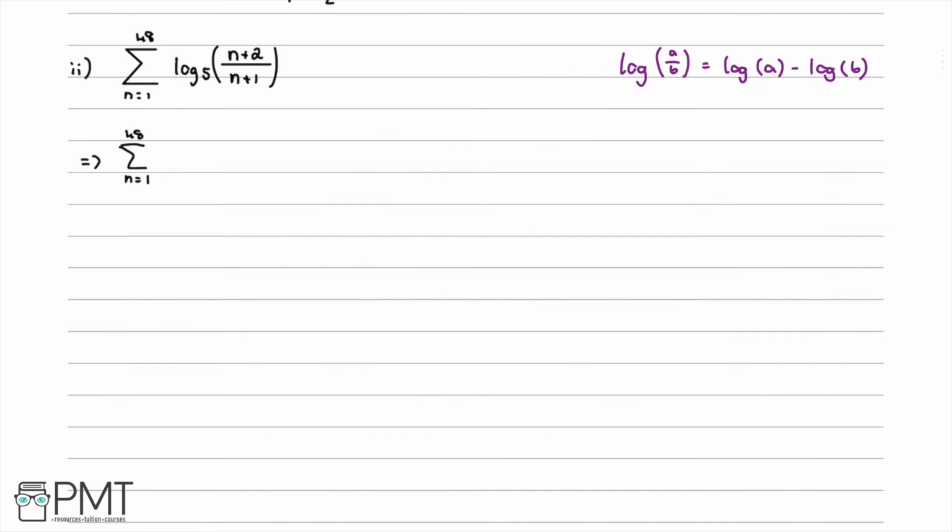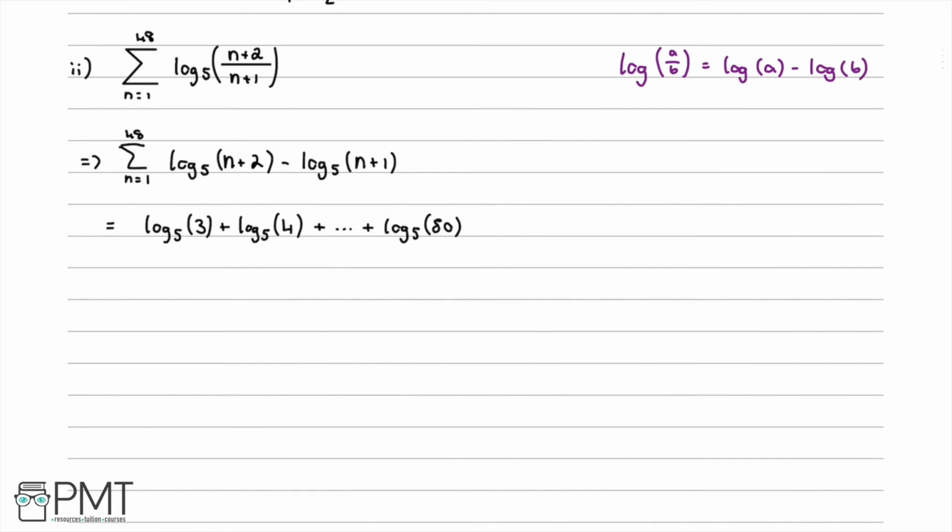But then what we can do is use log laws to split our log term up. So we'll have log base 5 of n plus 2, and then we subtract log base 5 of n plus 1. Then we can write out our first few terms. Starting at n equals 1, log base 5 of 1 plus 2, which is 3, plus log base 5 of 2 plus 2, which is 4. And then so on and so forth, and we come to the final term, n equals 48, and we know that 48 plus 2 is 50, so that's going to be log base 5 of 50.